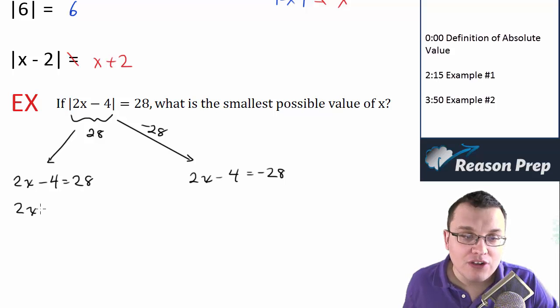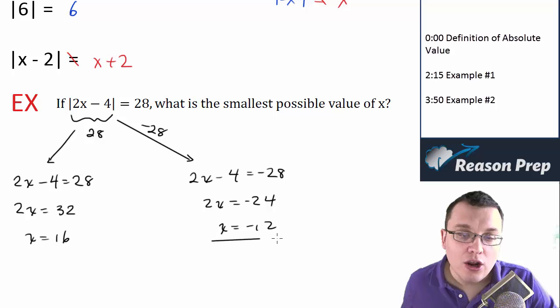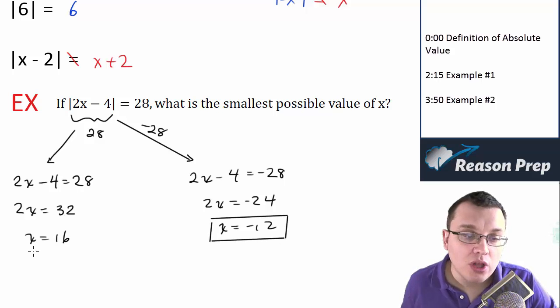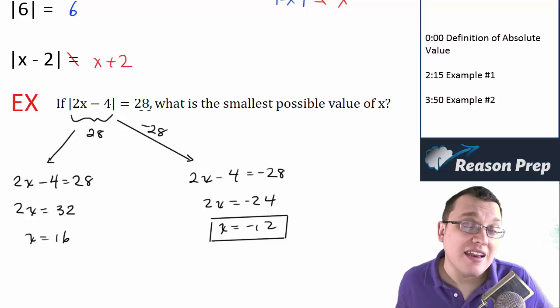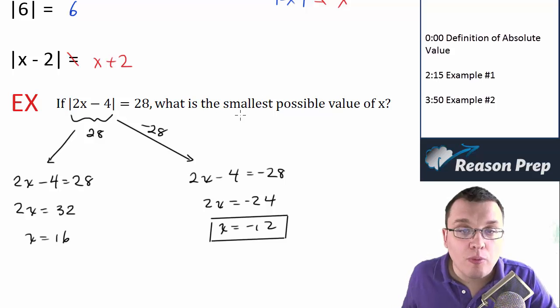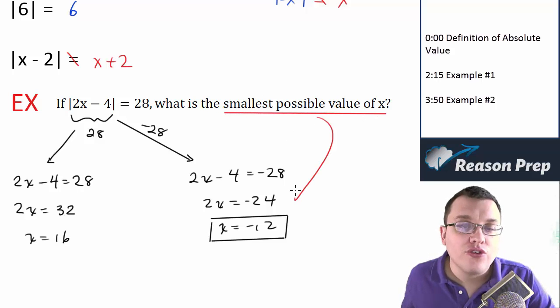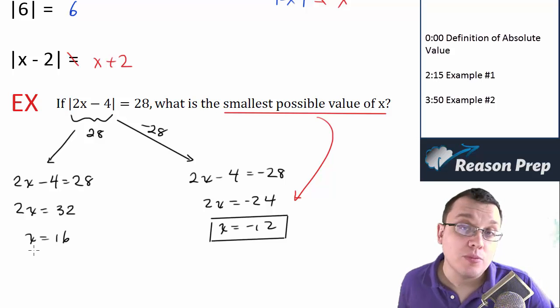So here we're going to get 2x is equal to 32, or x is equal to 16. Here we're going to get 2x equals -24, or x equals -12. And notice, if you wanted to, you could test these. You could plug these into your equation, and you would see both of them would give you something that would end up equaling 28. Now, they want in this question the smallest possible value of x, so we would choose -12 as the answer, even though 16 would also be a solution.